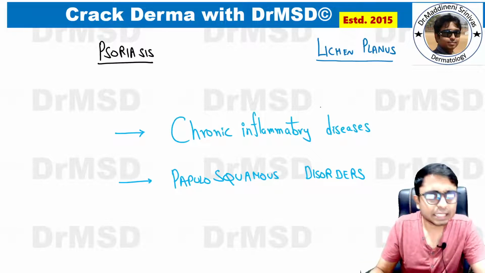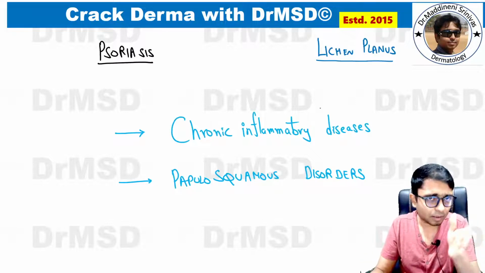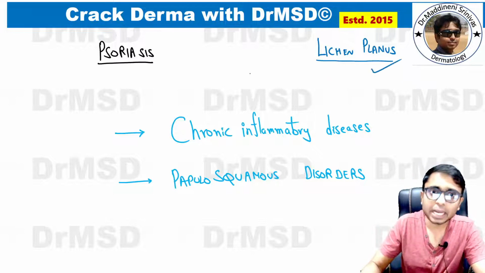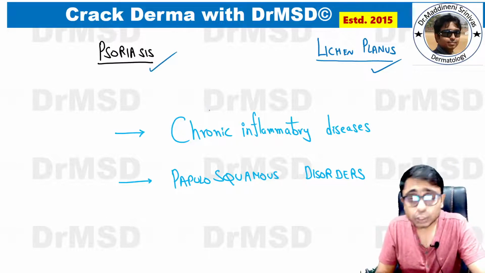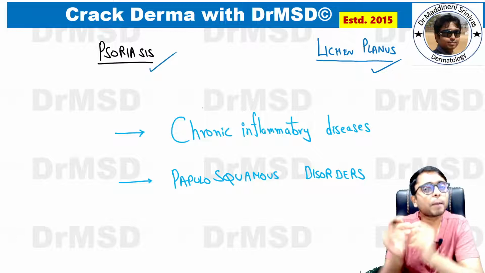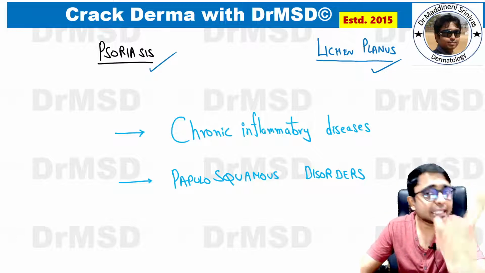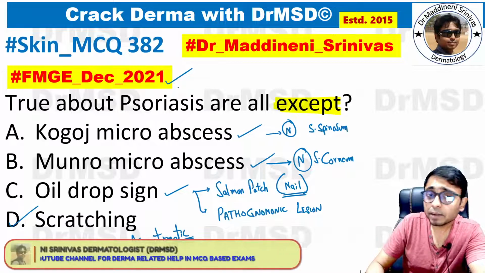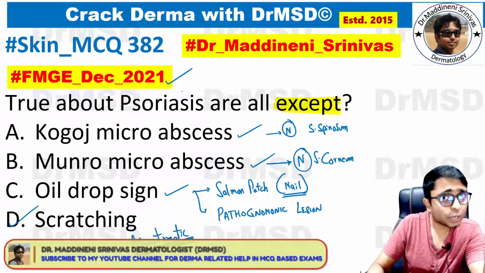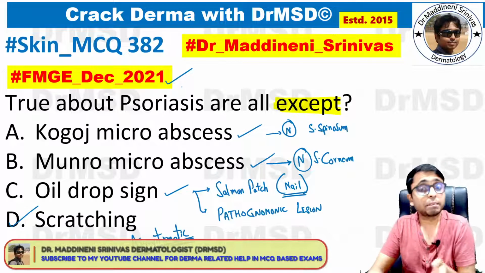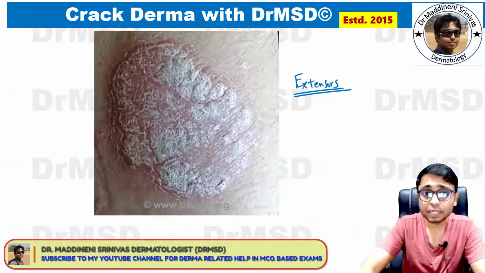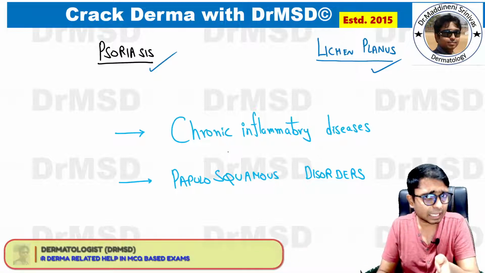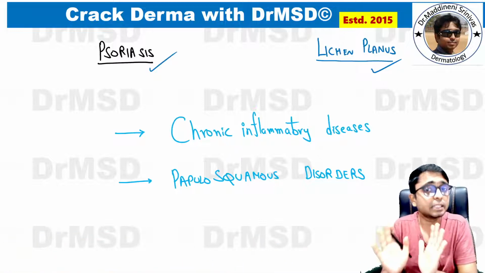So now since we have discussed psoriasis, hand in hand we will also see a few points about lichen planus. Why? Because these two are extremely important papulosquamous disorders, and in the FMGE exam, the December 2021 exam, apart from this question on psoriasis, there was one more question on lichen planus. I will discuss that in future videos, but right now we will just see what the similarities and differences between these two conditions are.